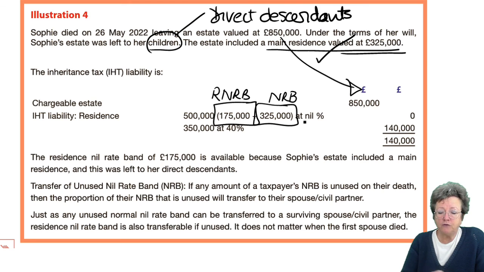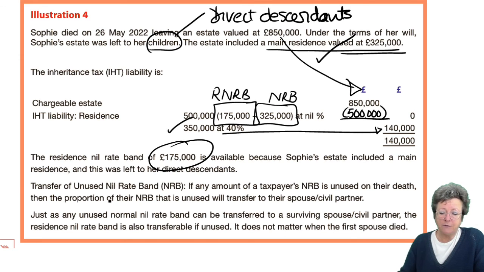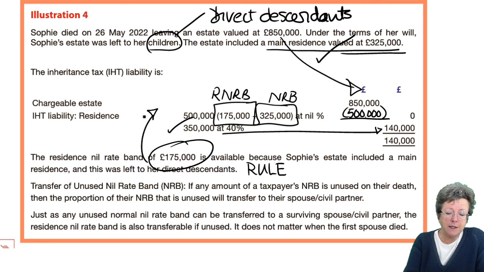So 500,000 of the nil rate bands would reduce that down to 350, which is taxable at 40%. And there it tells you that that's available because it's going to the children. So that's the rule explained in the question, and that's how it is applied.